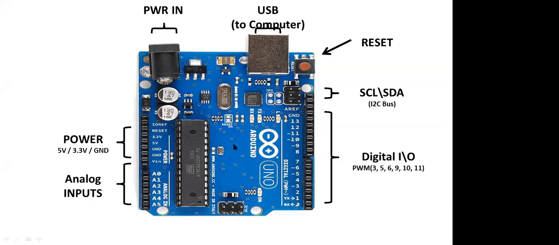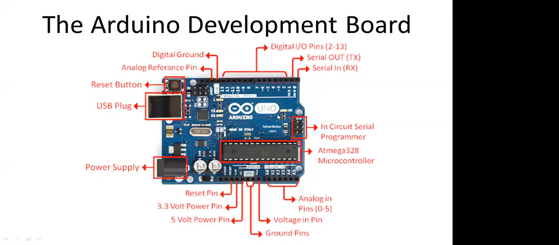After that, this one is a reset button. These are a few more details about this. This one is a USB port, the reset button, and this one is a microcontroller. The name of this microcontroller is ATmega328P, and you will be able to program it.